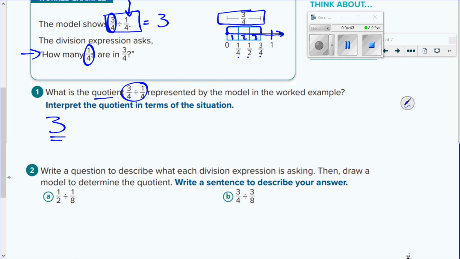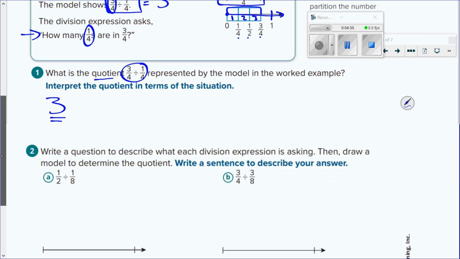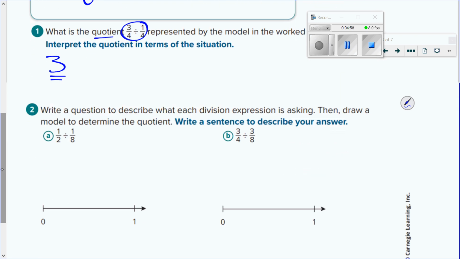So do you guys feel like you have enough background information to hit this on your own, or do you want me to do one more example with you? We can do one more. Raise your hand if you want one more example. Okay, that definitely looks like the majority. So we'll do one more together, and then I'll give you guys a chance to practice.